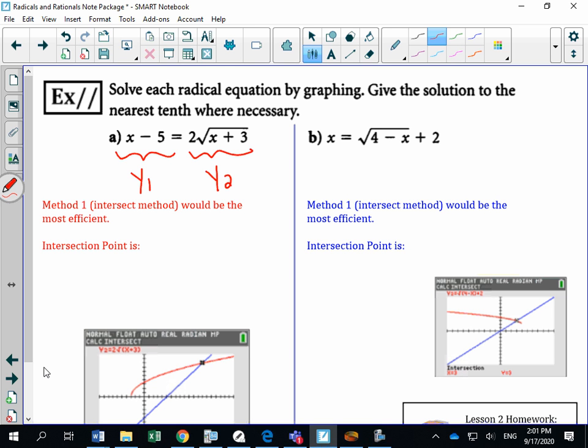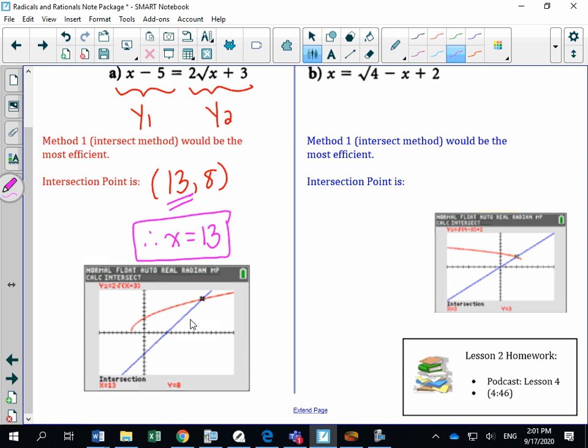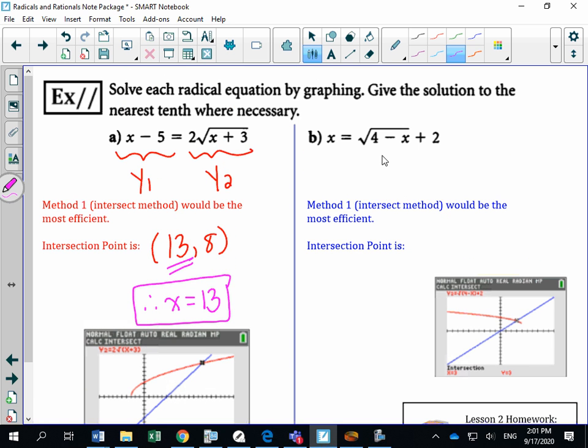Okay, if you did this correctly, you should have gotten an intersection point of 13, 8, and the answer is always going to be the x value. So the solution, or the root, is x is equal to 13 for that question. This is what your graph should have looked like, with 13 and 8. Try this one here.